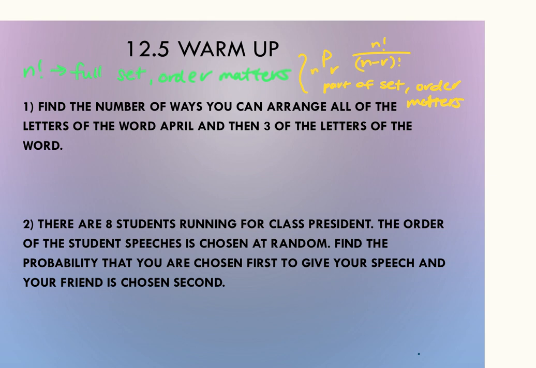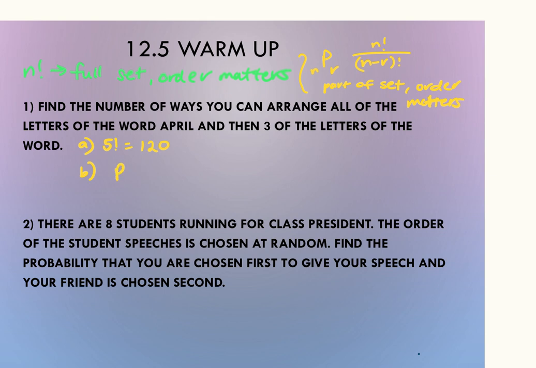So number 1 says find the number of ways you can arrange all the letters in the word April, and then 3 of the letters. So A is all the letters, which how many letters are in April? 5, and 5 factorial would be? What's 5 factorial? Like all of you did this question, right? What's 5 factorial? 120. Even if you did it in your head, you should have the answer in front of you. Yes, 120.